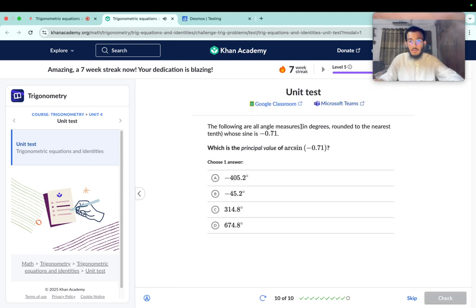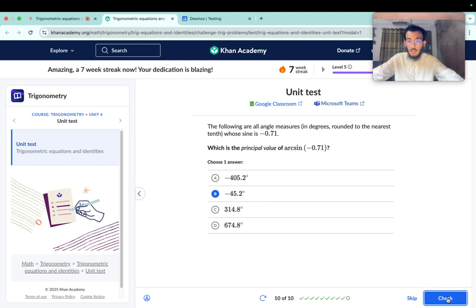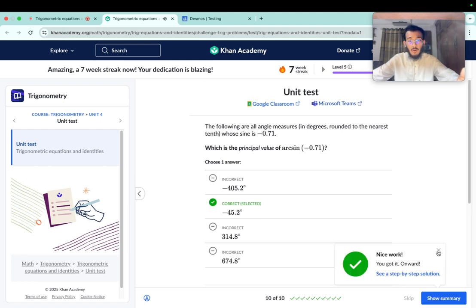The following are all angle measures in degrees rounded to the nearest, and whose sine is negative. Okay, again, our principal value is defined for negative sine, because the function of sine is defined for negative 90 to positive 90. So any value that is beyond this range will get cancelled. So all of them are cancelled. This is the value that we're looking for, and that is the end for our unit test.